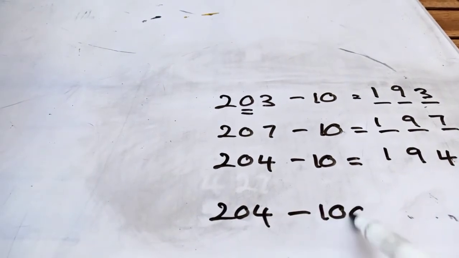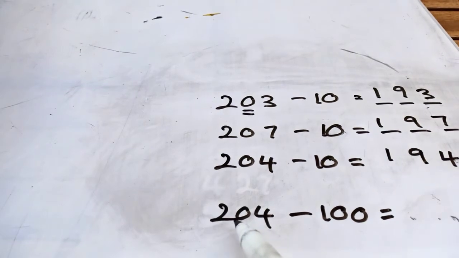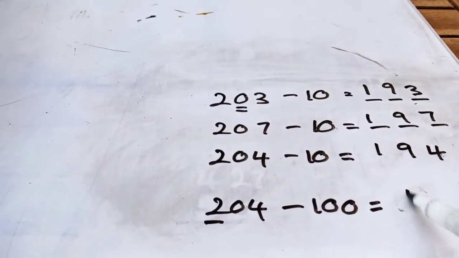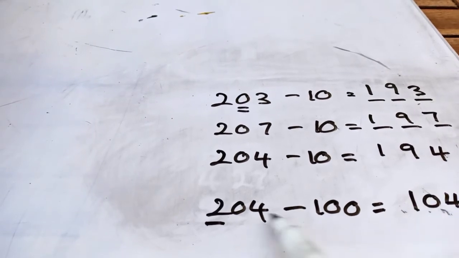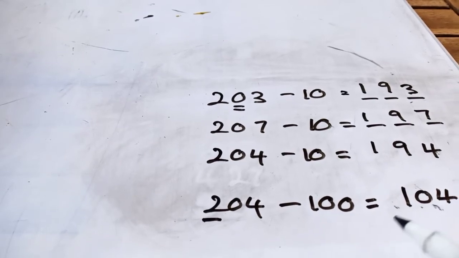If I said to you 204 take away 100, can you do that? Can I take away 100? Yes, I can. So I had 200s and now we've only got, well done, 104. And I don't need to change those two because I'm not taking any ones away. I'm not taking any tens away.